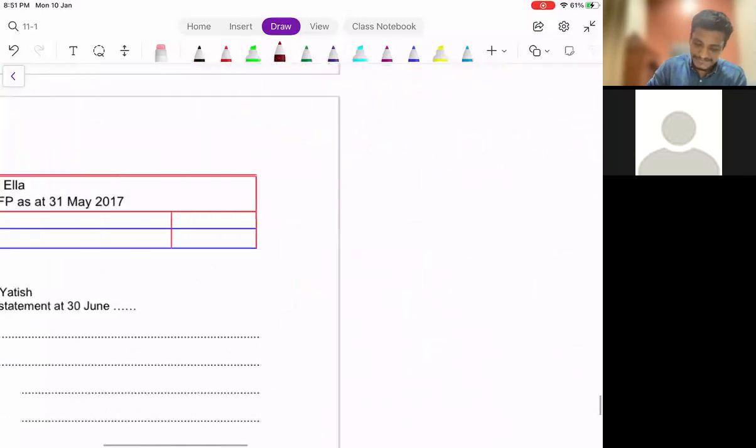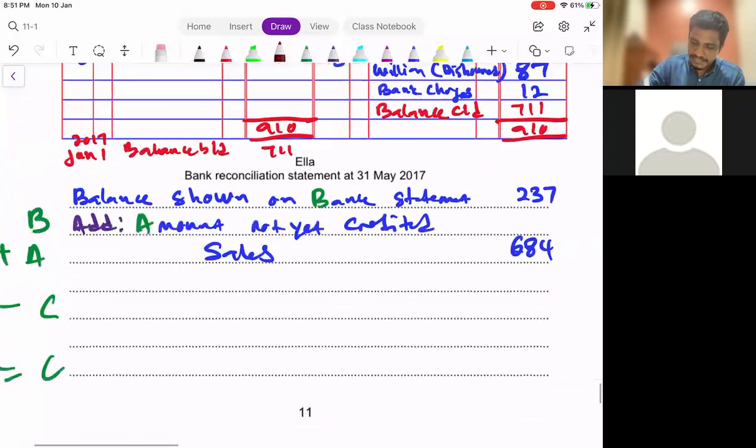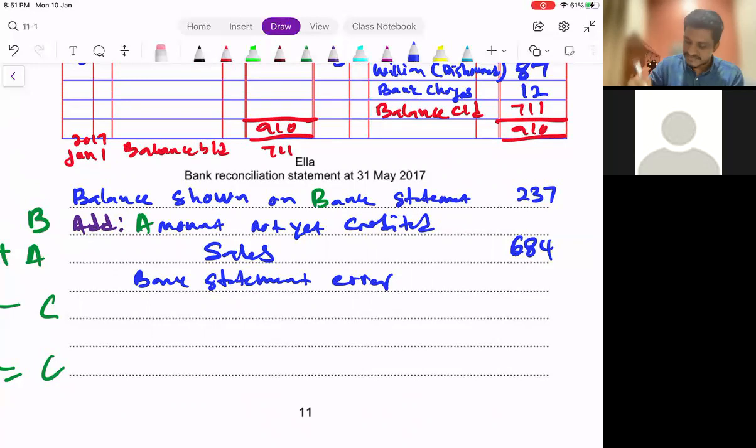So I go right here, bank statement error, or you can write bank error also. So how much? Oh, 36. Since we have two, what we can do, we draw a line like this. Do two lines, 36. You can do like this.